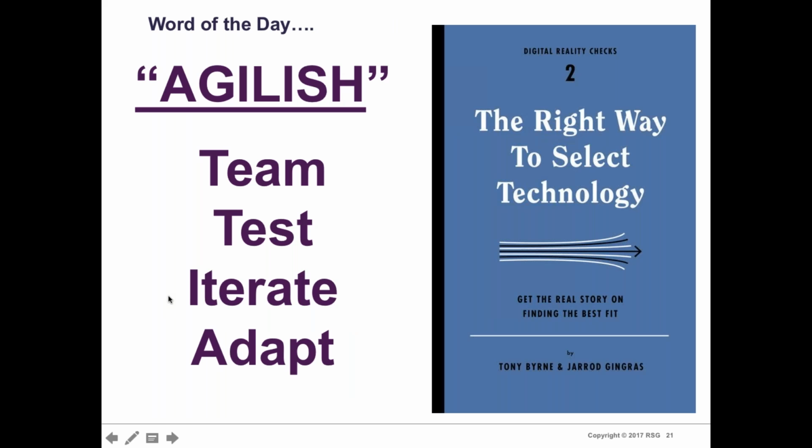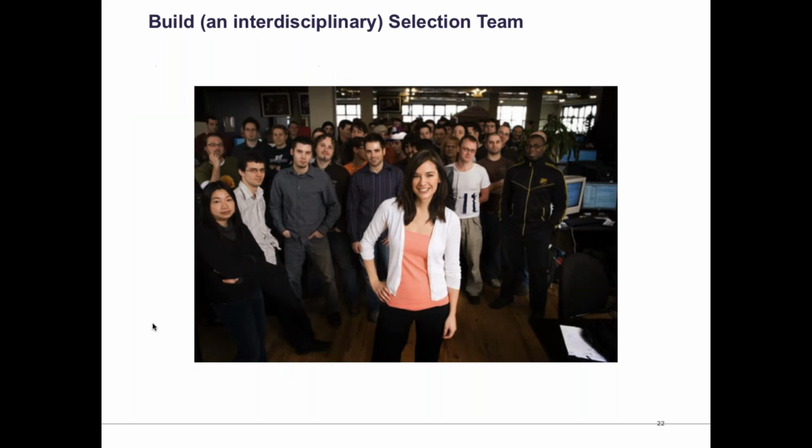What you really want to do is be methodical, but in an agile, rapid way. So the word of the day here is agile-ish. This is a methodology from the book that my colleague Jared Gingras and I just released yesterday from Rosenfeld Media. You can find it on Amazon, The Right Way to Select Technology. It's a very brief 180-page read that will take you through a team-based, test-based, iterative, and adaptive process for getting the right tools for your particular circumstances.